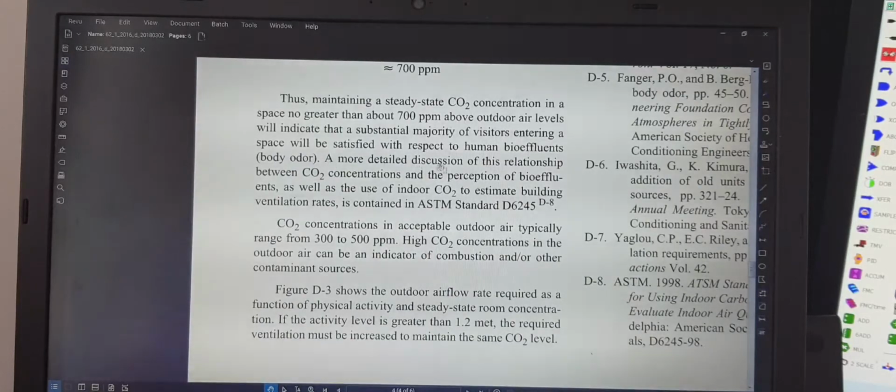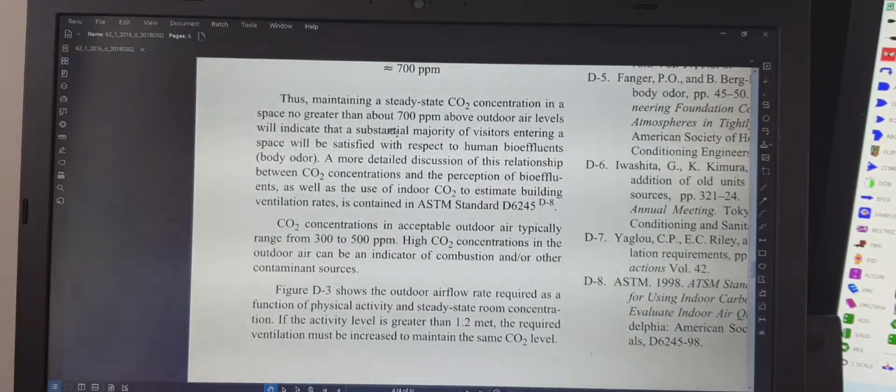A more detailed discussion of the relationship between CO2 concentrations and the perception of bioeffluents, as well as the use of indoor CO2 to estimate building ventilation rates, is contained in this standard, ASTM standard D6245. Now, again, the next paragraph says that CO2 concentration in acceptable outdoor air typically range from 300 to 500 ppm. So we need to make sure that the 700 ppm limit is maintained. If you're indoors, the CO2 levels should be below 700.